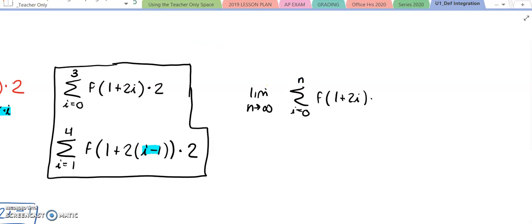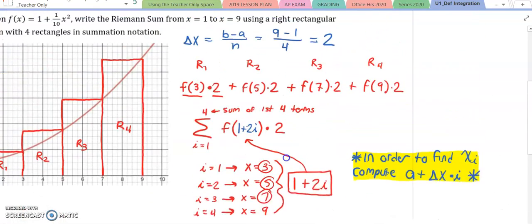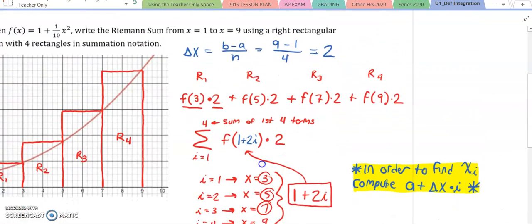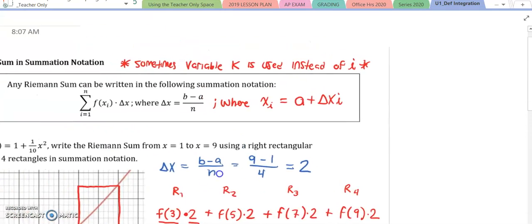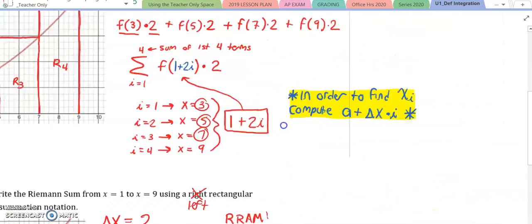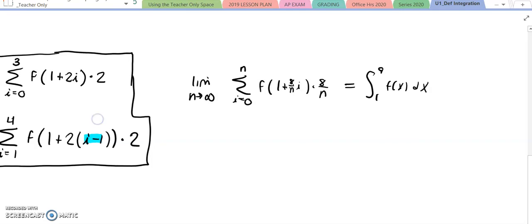So we need to go back and change some of this. Our delta x, let's go back up to the beginning, was 8 over n, it looks like. So I just need to remind myself of that: 8 over n times 8 over n. This is still going to equal the same definite integral that we had from earlier. So it's going from 1 to 9 of f of x dx. So that doesn't change the definite integral part.